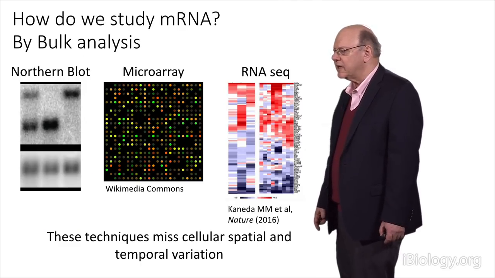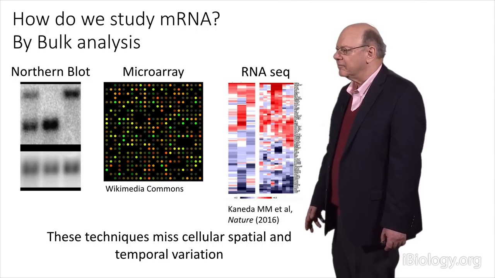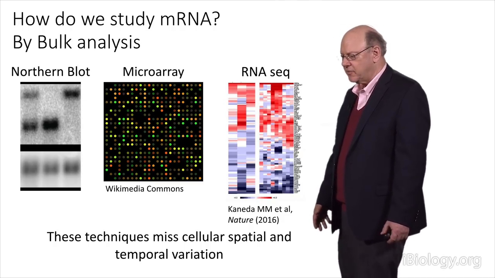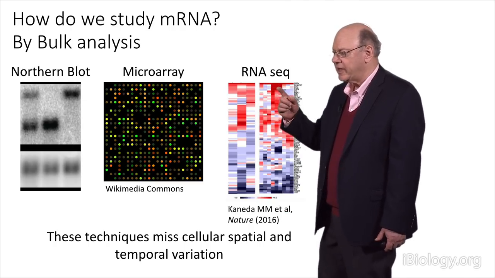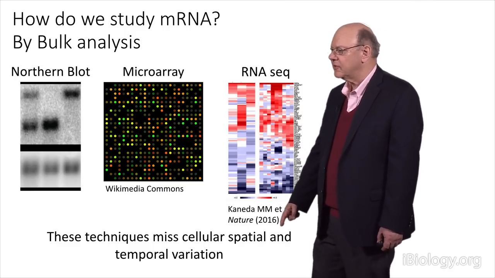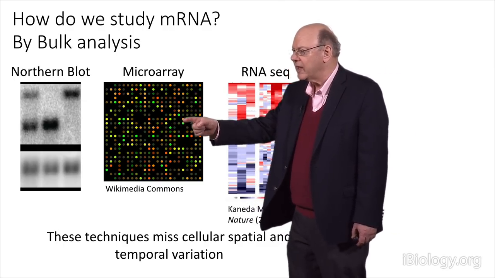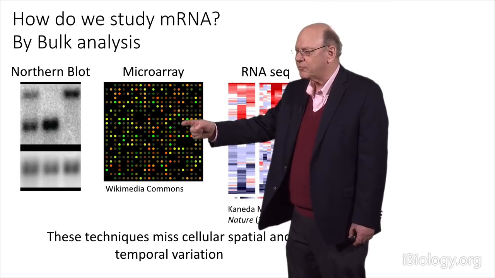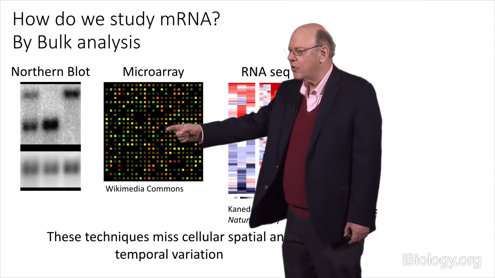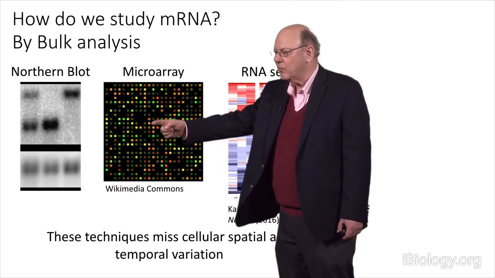So how do we study messenger RNA? We study messenger RNA generally by a bulk analysis. Well, what does that mean? It means that we take a bunch of cells and we grind them up and then we look to see what RNAs are present. We can use either a northern blot or a microarray. A northern blot is where the RNAs are separated according to their size by electrophoresis and then probed with a probe of a particular sequence to see if the RNA is there and what size it is.